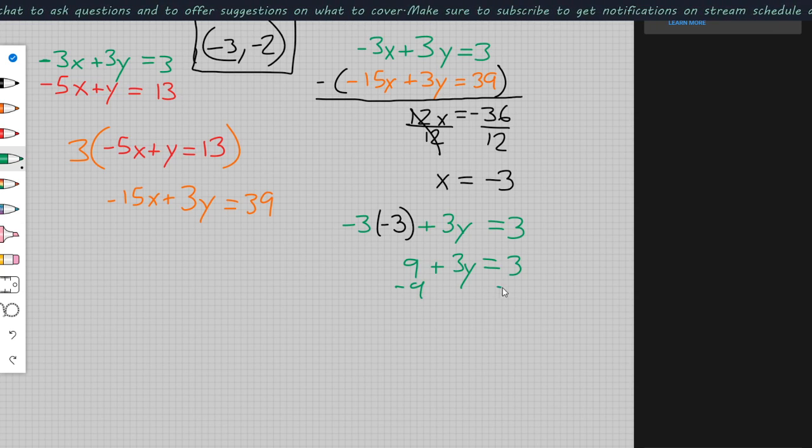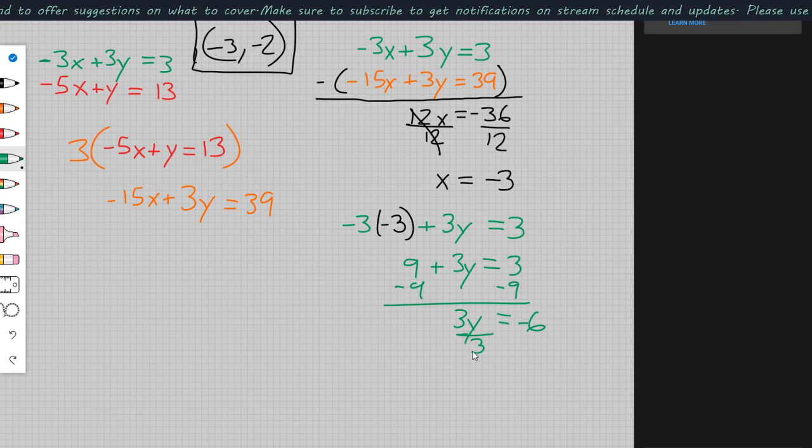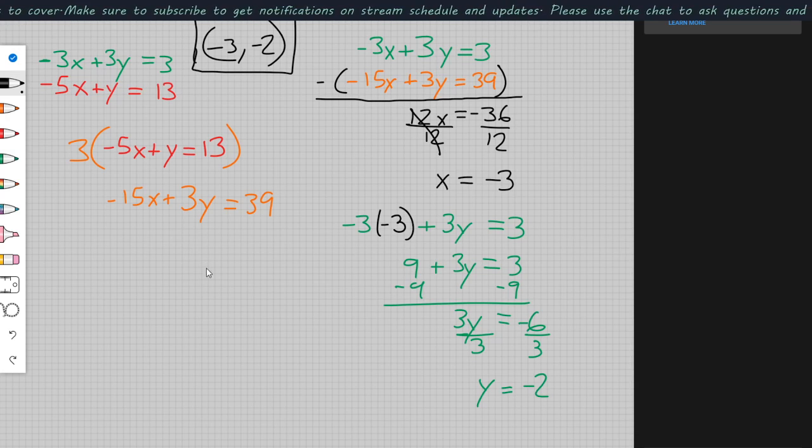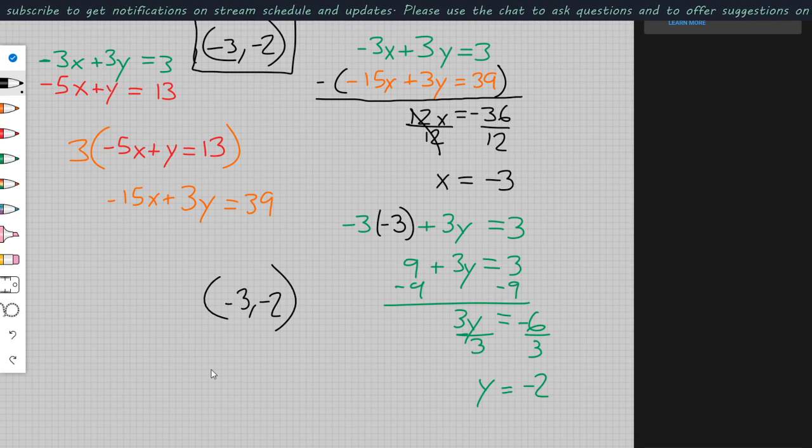Subtract the 9 over. So I am left with 3y equals negative 6. Divide by 3, so y equals negative 2. And does it match up? Yep. So our final answer is negative 3, negative 2. It matches up to what we did graphically, so we're good. We're all good. All right.